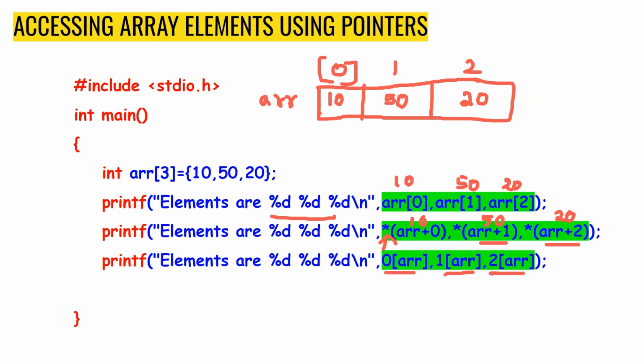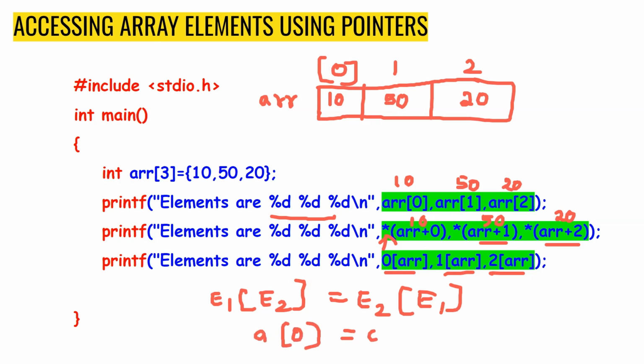Here E1 of E2 is equal to E2 of E1, which means that A of 0 can also be written as 0 of A. So this is how we access the array elements using pointers.